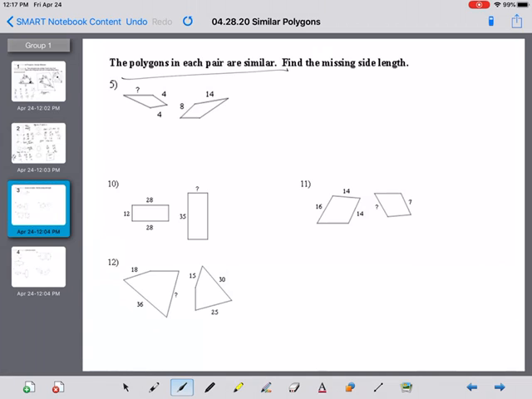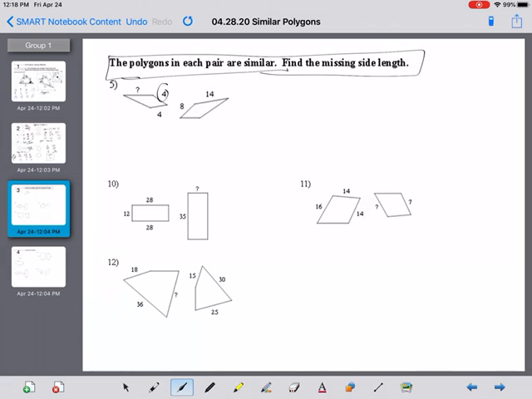Now we're going to look at examples where you're given that the polygons are similar. So once you know they're similar, the corresponding angles are congruent and the sides are proportional. So we're going to find the missing side length.